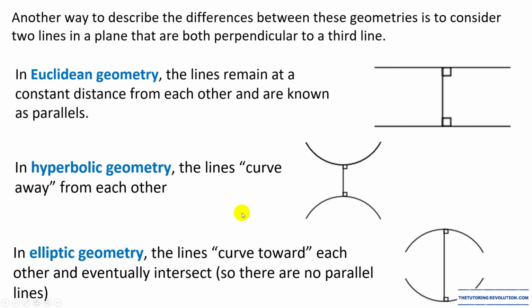In elliptic geometry, the lines curve toward each other and eventually intersect. So you see these two lines here, they are going to intersect each other. Therefore, there are no parallel lines. Because all lines intersect, there are no parallel lines, because the concept of parallel lines implies that the lines will never intersect each other.